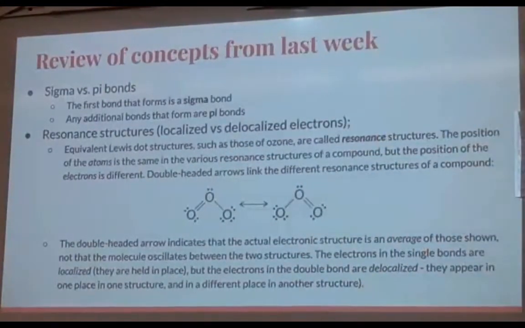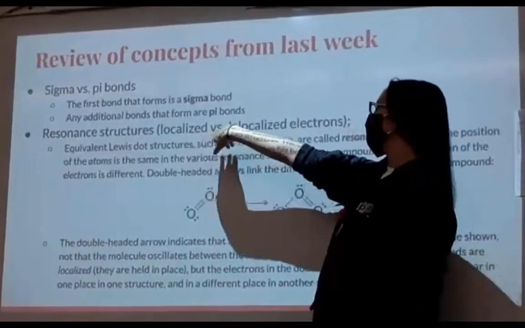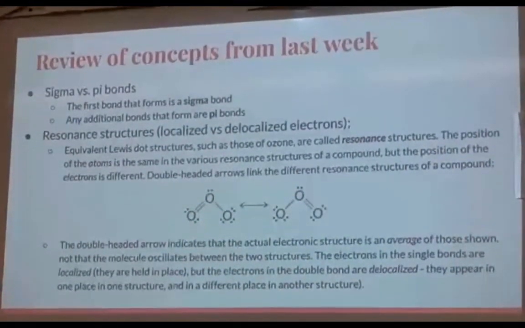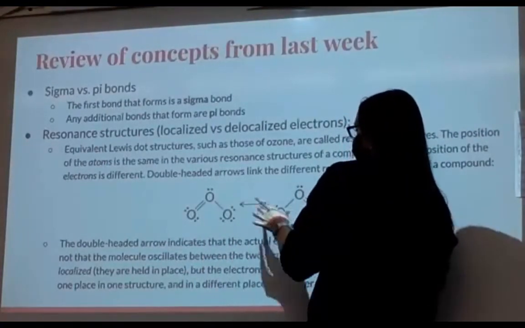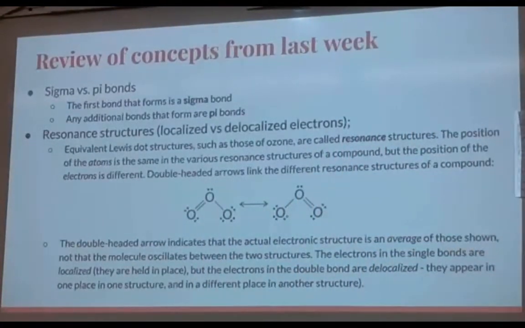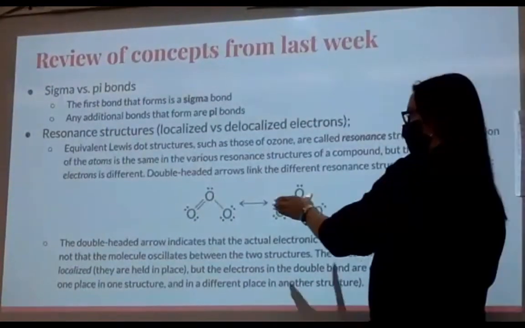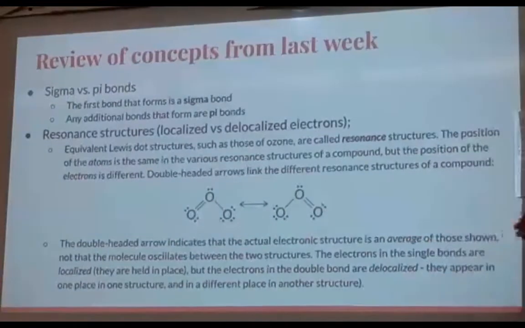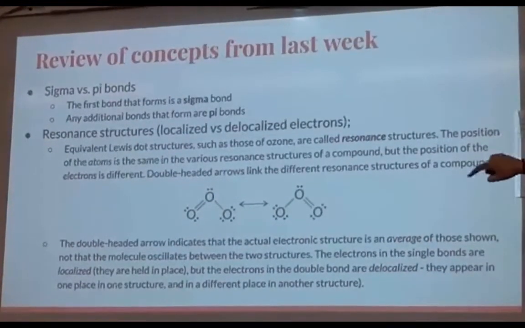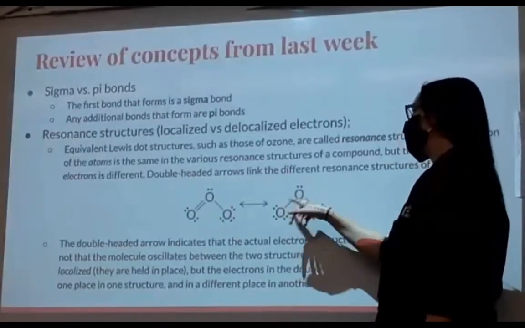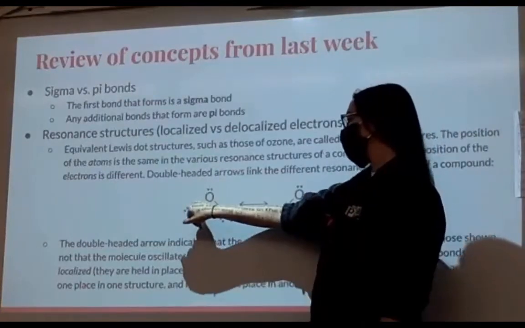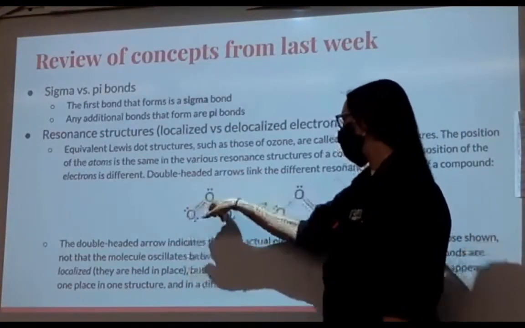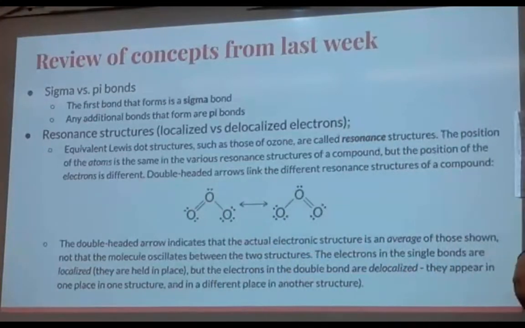Then there were some questions on resonance structures, and not necessarily resonance structures itself, but the terms localized versus delocalized electrons. So when we're looking at something like ozone, we say these are equivalent structures. They're resonance structures. So the actual structure is somewhere between these two. Within resonance structures, you'll notice the atoms stay in the same place. The atoms themselves don't change. What changes is the position of the electrons.